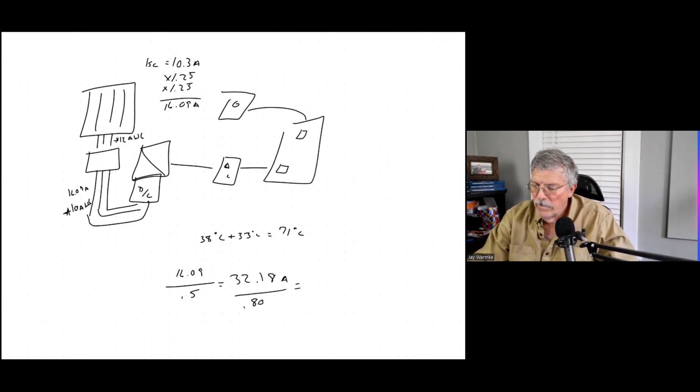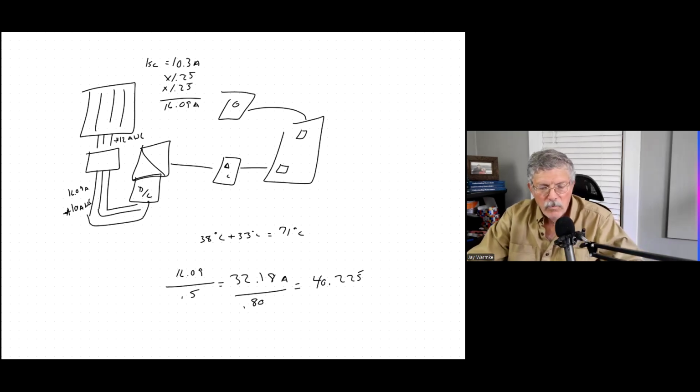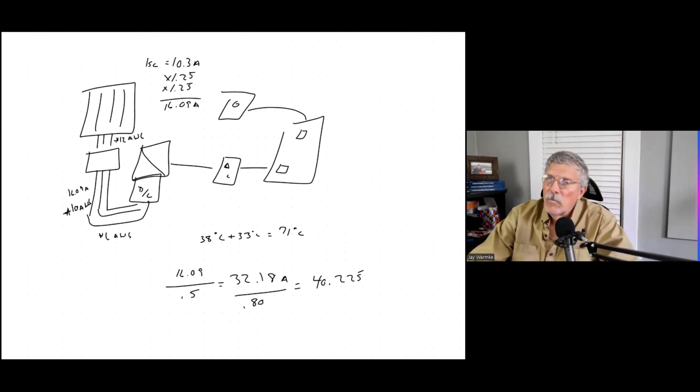So 32.18 divided by 0.8 gives me 40.225. So technically, we would have to get wire that's rated above 40. So we couldn't use 8 gauge. We'd have to go to 6 gauge wire, which is expensive. So this is a good reason why you don't want to run your conduit on the deck of the roof and exposed to sunlight.